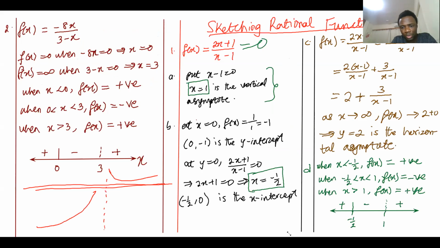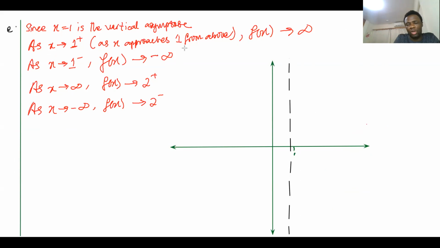What's our horizontal asymptote? That's y equals 2, yeah? Y equals 2, so that's going to be above. Apologies if it doesn't look right. Okay. So remember this is 1, right? So this is x is equal to 1. This is y is equal to 2.